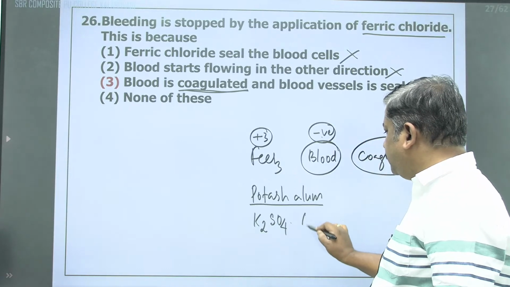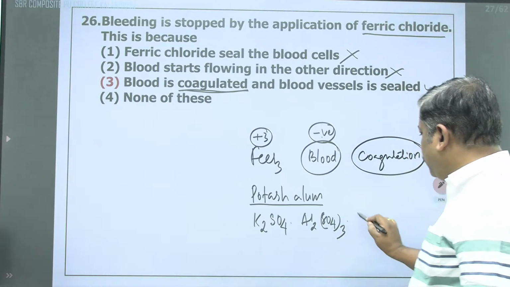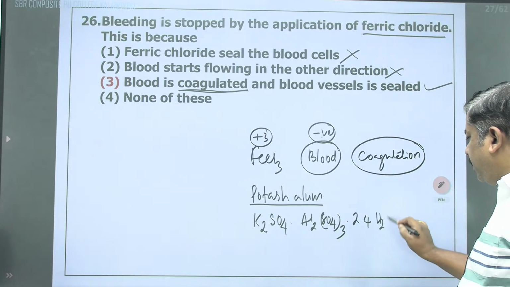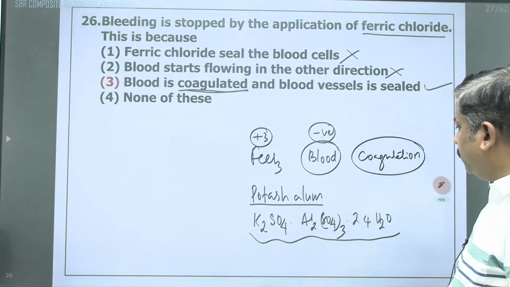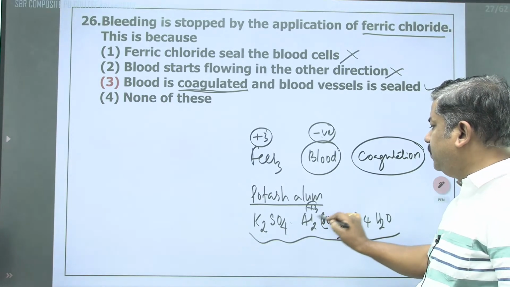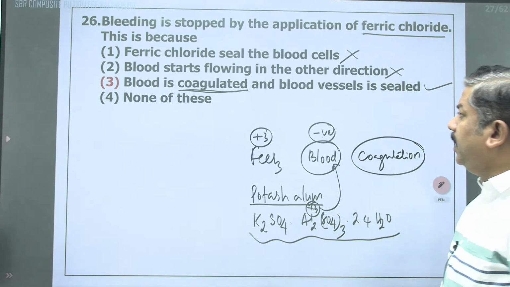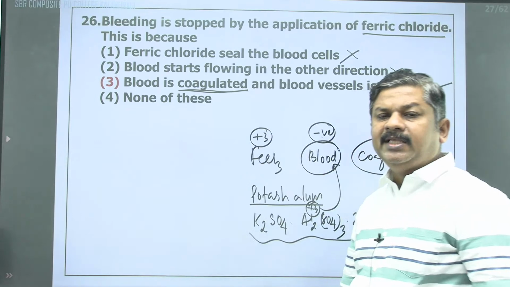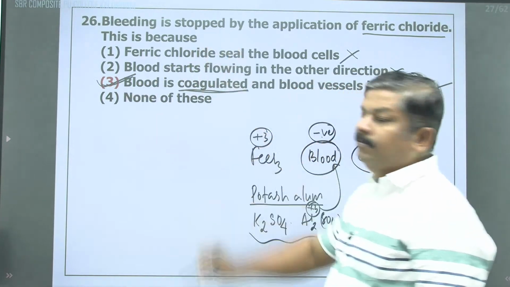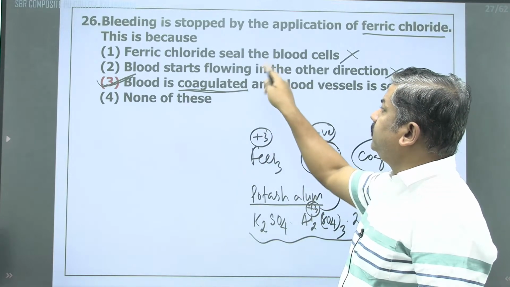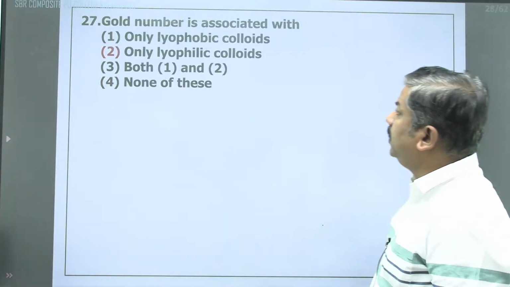The active ion present in potash alum is the aluminium ion. This is the complete formula for potash alum: K2SO4 into Al2(SO4)3 into 24H2O. Here aluminium carries a positive charge. This positively charged aluminium coagulates the blood particles. As a result, coagulation takes place and bleeding completely stops. So option number 3 is correct for the process of stopping the bleeding of blood. For question 26, the correct option is only the third one.